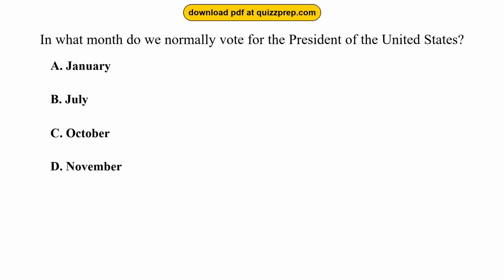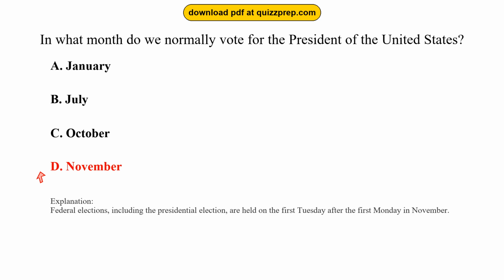Question 72. In what month do we normally vote for the President of the United States? Option A, January. Option B, July. Option C, October. Option D, November. The correct answer is option D, November. Federal elections, including the presidential election, are held on the first Tuesday after the first Monday in November.